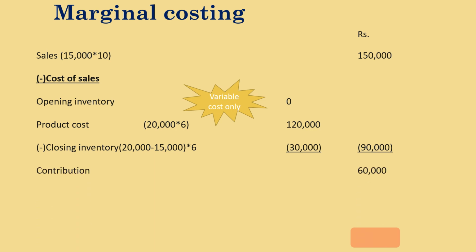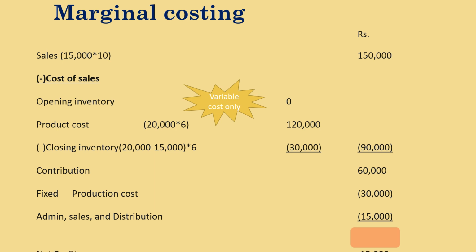Then the contribution would be 150,000 minus 90,000. That is 60,000. From that value, we have to deduct the fixed production cost of 30,000 as well as admin, sales and distribution cost of 15,000. So, ultimately, the net profit figure is 15,000.